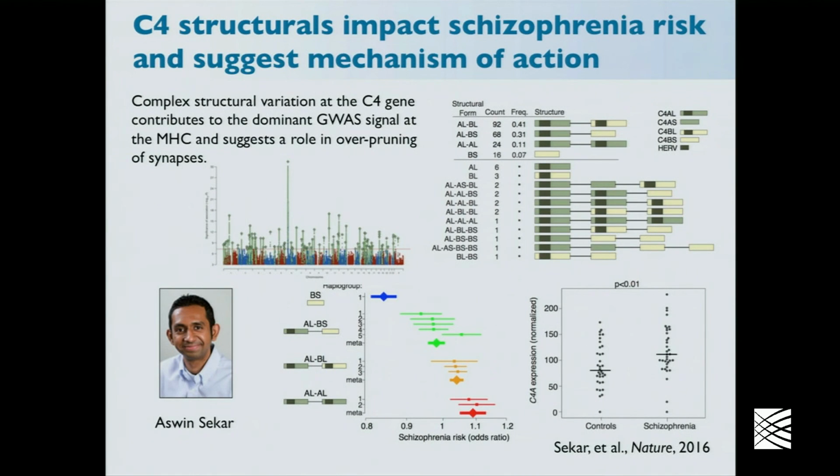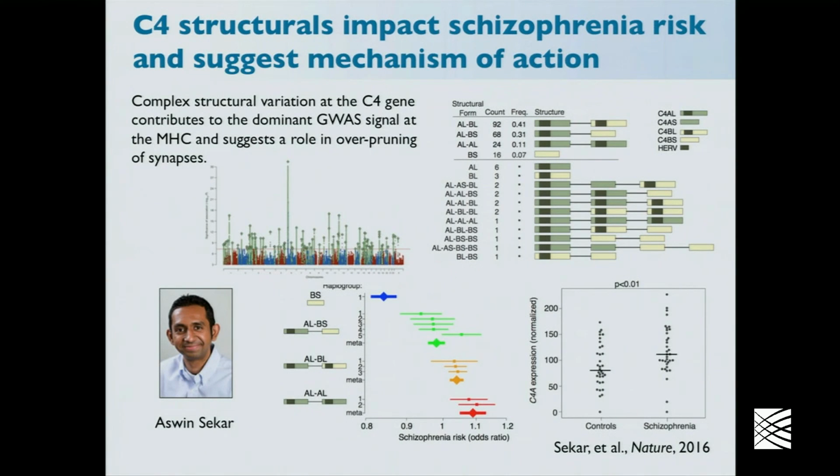The GWAS here is showing that the strongest signal for schizophrenia among the 108 genome-wide significant loci is at the MHC. It was the first signal discovered by GWAS because it's so strong, but nobody knew what the fine mapping was for the causal area behind this. Ashwin showed that at the C4 gene, there are these complicated structures, and that in fact that signal looks to be almost exclusively driven by these structures at the C4 gene.